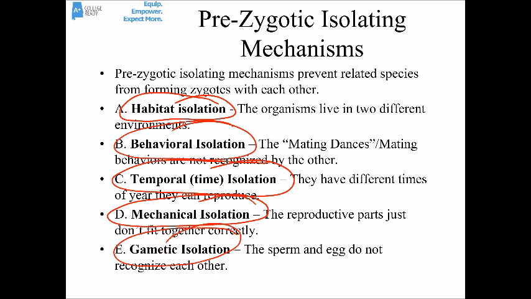This means that even though the two species may be attracted to each other, they may go through the physical act of sex, but when the sperm and eggs get together, they can't form a zygote. They don't recognize each other and can't form a zygote. So these prezygotic isolating mechanisms prevent related species from forming viable zygotes.